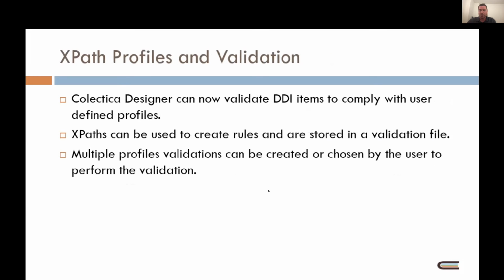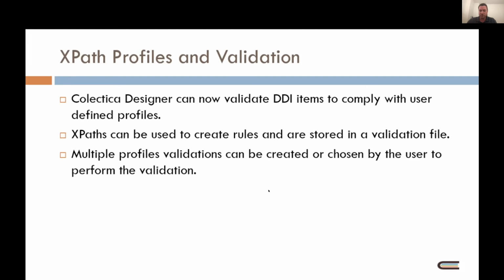All right, and one last new feature to highlight for Colectica 6.2 is the XPath profiles and validation. The Colectica Designer can now validate DDI items to comply with user-defined properties, and those XPaths can be used to create rules and are stored in a validation file. So multiple profile validations can be created or chosen by the user to perform a validation.